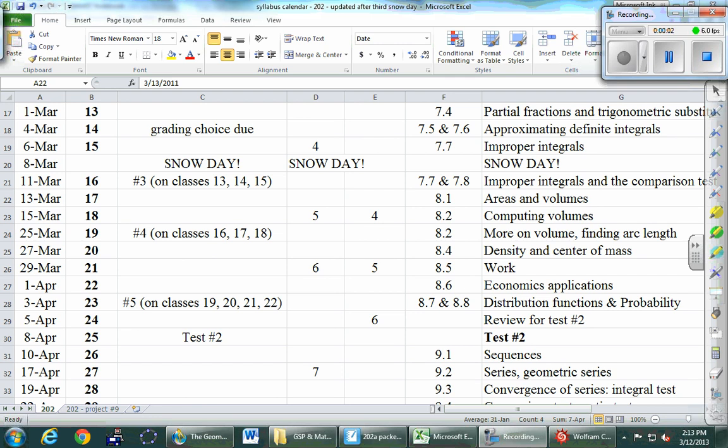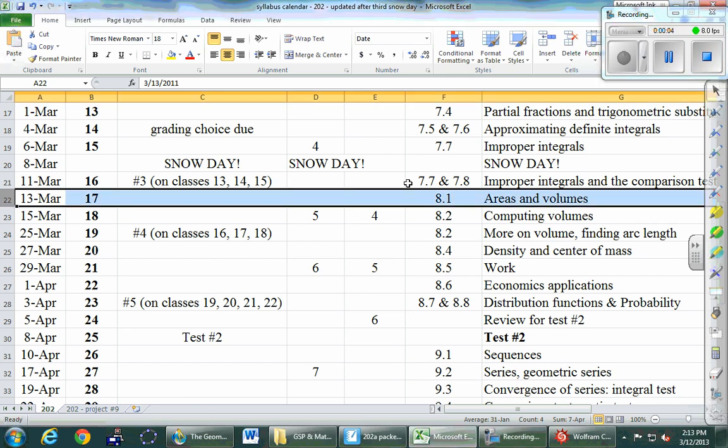All right, we'll go ahead and get started by taking a look at our calendar. Today is March 13th. Ignore the calendar on the bottom right of the screen. Today we talk about areas and volumes. Hopefully we're working on project 4.